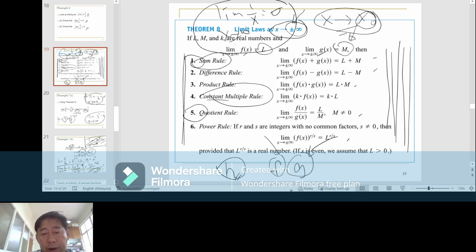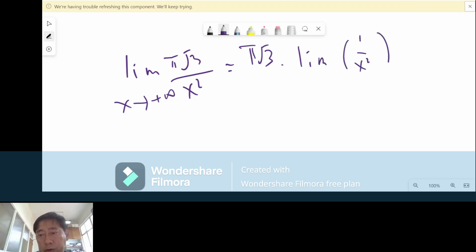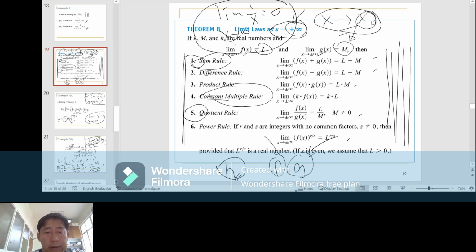Right? The constant multiple rule says if I have a function that is made up of a constant times a function, then I can always break it up into the constant, which is pi times square root of 3, times the limit of the function, which is 1 over x squared. Right? So this should be easily understood. I just extract the constant out from the function 1 over x squared and write it into this form. Okay? From here to here, this is an application of the constant multiple rule.